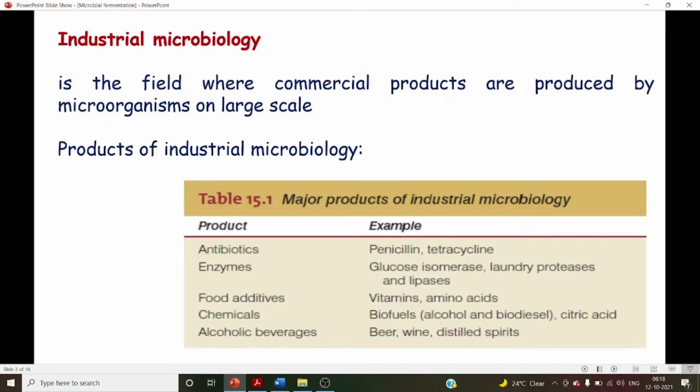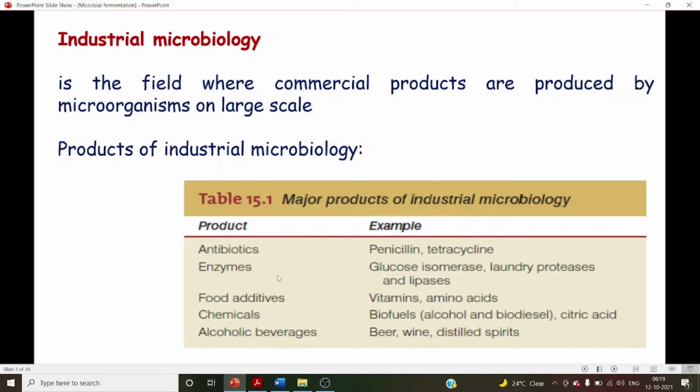Moving further, coming over to industrial microbiology, it is a field where commercial products are produced by microorganisms on a large scale. Basically, in industrial microbiology or industrial fermentation, microorganisms are exploited for the production of certain products of interest. So, what are the common products of industrial microbiology? Well, there are many products, but some of them are antibiotics like penicillin, tetracycline, and others. These are produced by industrial fermentation. Natural antibiotics and semi-synthetic antibiotics are produced by industrial fermentation, but not the synthetic ones. Synthetic ones are produced in labs.